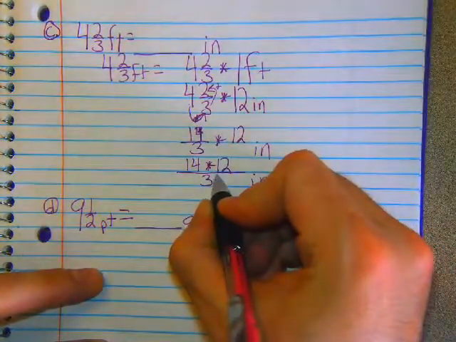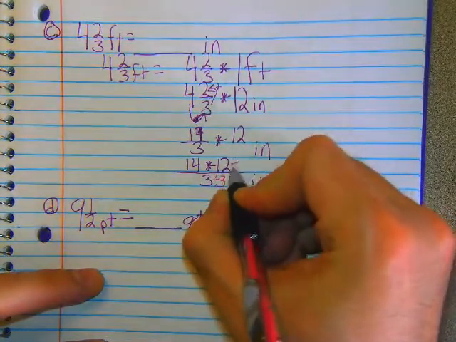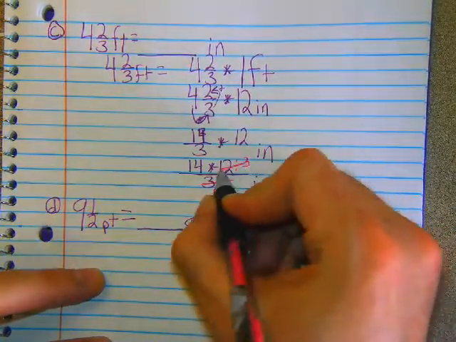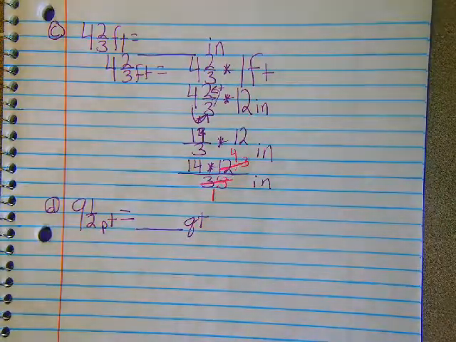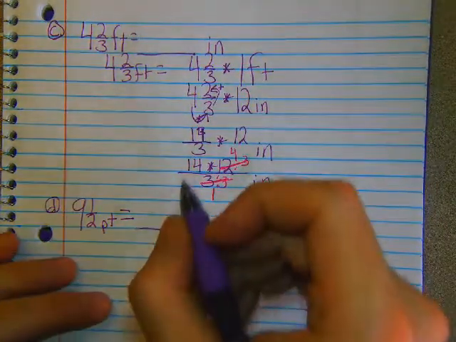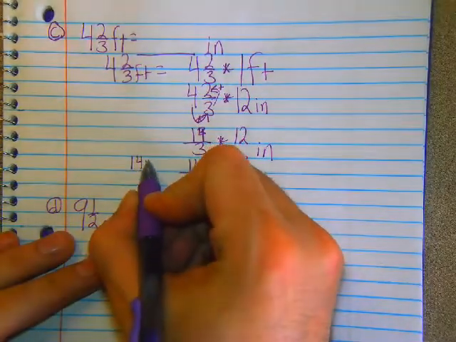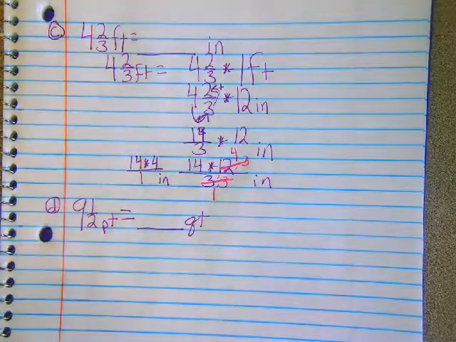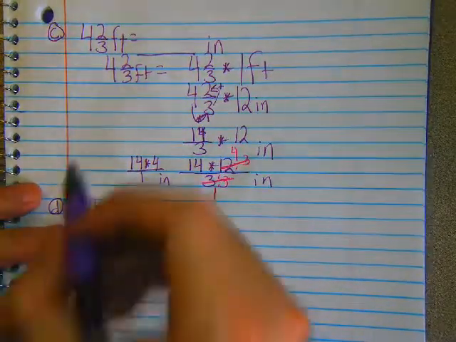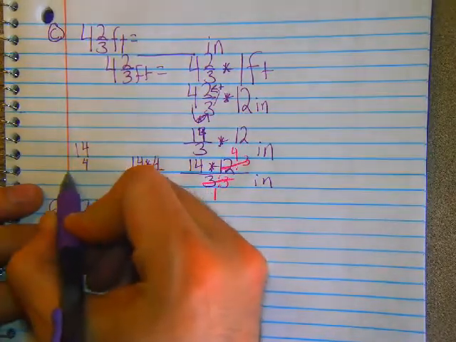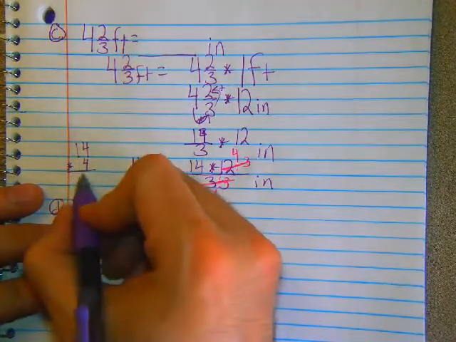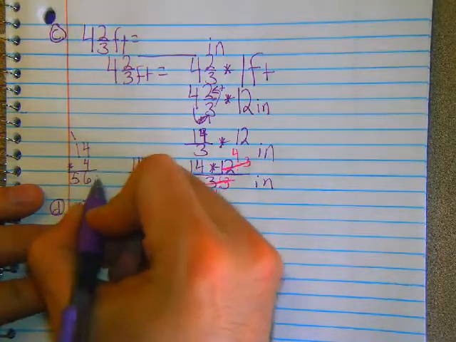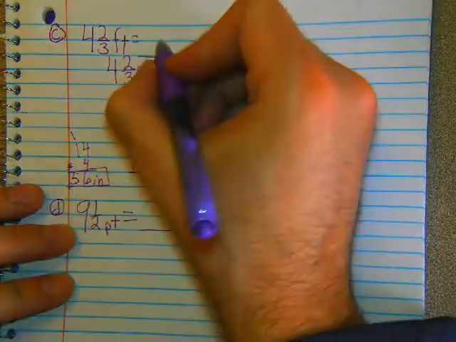So I can divide 3 by 3 and divide 12 by 3, and that's going to give me 1. That's going to give me 4 up here. And then I need to rewrite this to make it a little bit neater. So I'm going to say 14 times 4, all of that over 1, and we are in inches. So all I need to do now is multiply 14 by 4. I'm going to jump over here. 14 times 4. 4 times 4 is 16. 4 times 1 is 4, plus 1 is 5, and that is 56 inches.